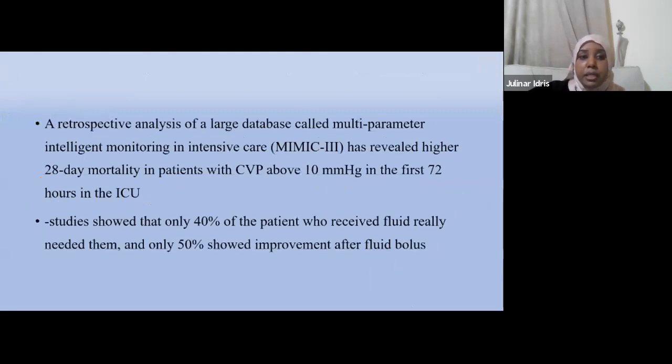A retrospective analysis of a large database called MIMIC-3 revealed higher 28-day mortality in patients with CVP above 10 in the first 72 hours in the ICU. Also, studies showed that only 40% of the patients who received fluid really needed it, and only 50% showed improvement after a fluid bolus.